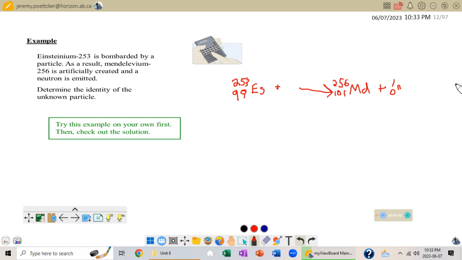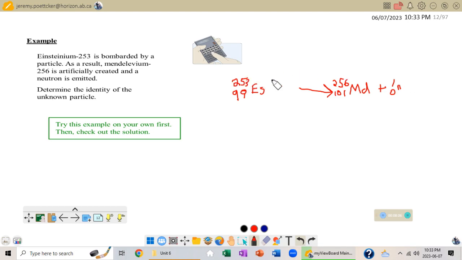All right. So Mendelevium has 101 protons. It has 256 neutrons. Sorry, 256 nucleons, my apologies. And then we also make a neutron. That's where that word came from. If I look here, conservation of nucleon number is going to be 256 plus 1, which means over here, I need to have the same thing, 257.